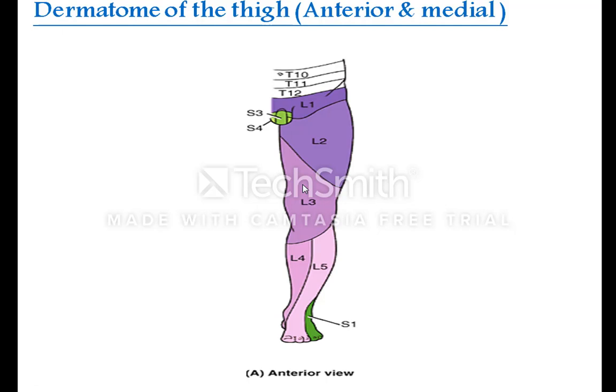This slide shows the dermatomes of the thigh, the spinal segments. As we see here, L1 supplies the area over the inguinal ligament, and then L2, L3, L4, and L5 here in the region of the leg. So in the thigh we have just L1, L2, and L3.